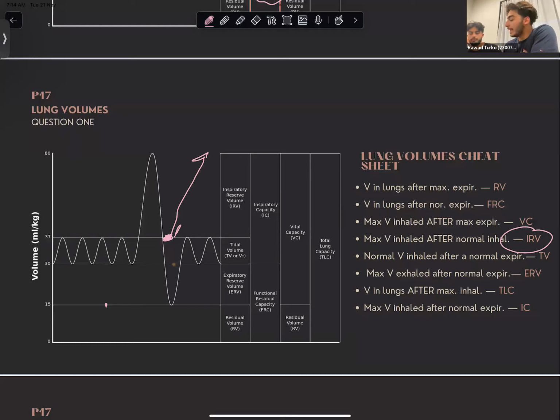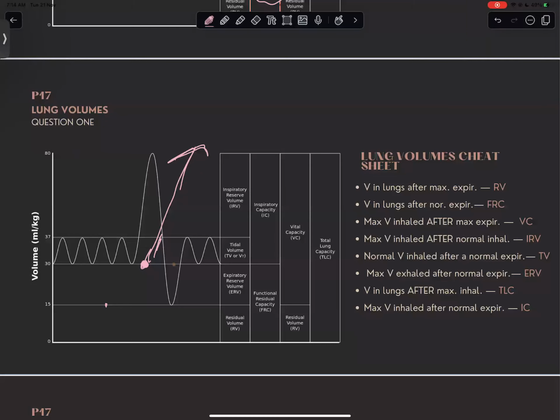Maximum volume inhaled after a normal expiration. Now this time you're down here instead of up here. What would this be, from here to here? We're almost done, guys. It's just three more. Inspiratory capacity. Yes. Maximum inhale after normal expiration. Perfect.